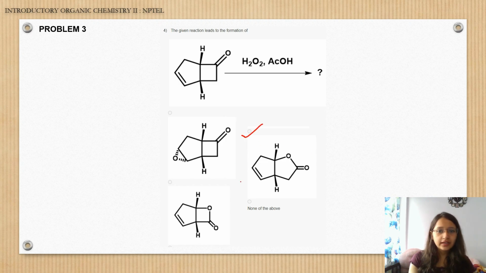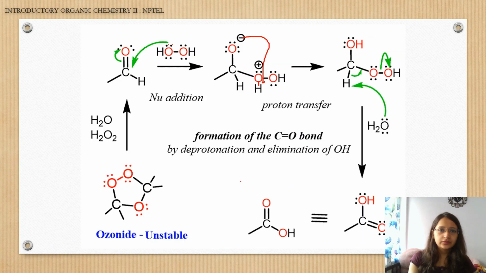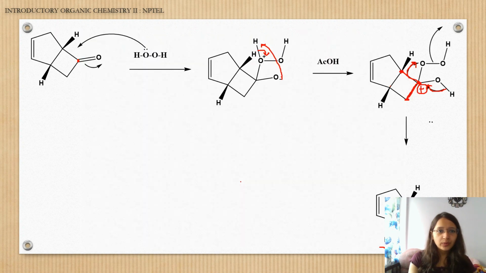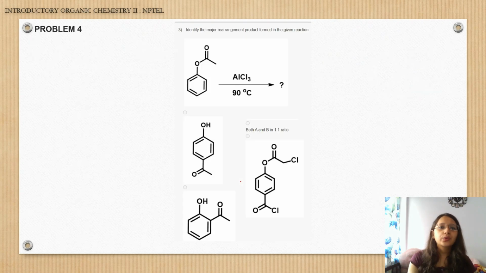Okay. Lactone. Okay, so I'm proceeding to problem 4. I hope all of you have understood the mechanism. If not, just tell me. Okay. So in problem 4, they are telling us to identify the major rearrangement product formed in the given reaction. So they are telling us that this is a rearrangement, and you have to identify the major product.